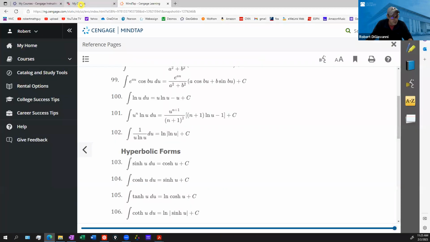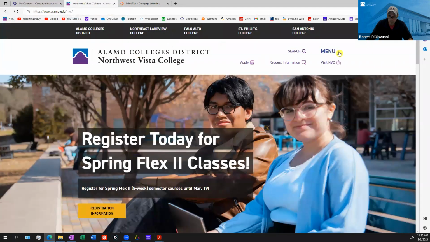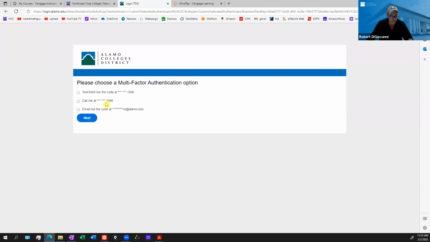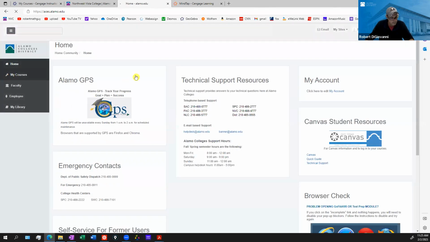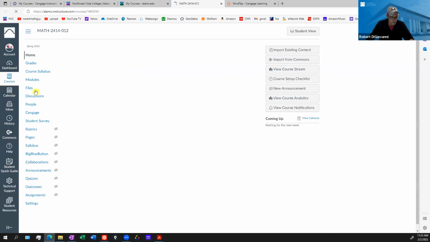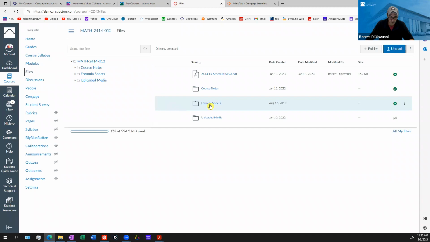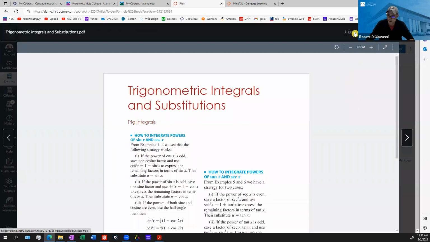Right, so let me see, where is it? I thought I had it open. I want to show it to you so that you know what I'm talking about. I have to do this two-step verification every single time I go in. Okay, under your files, formula sheets. Where is it? Trig integrals and substitutions. This one right here. I'm gonna go ahead and download it and open it up.